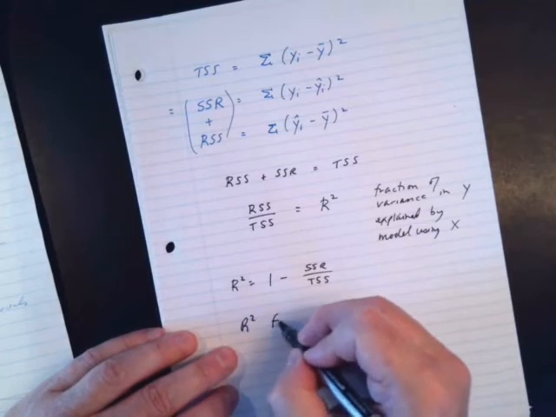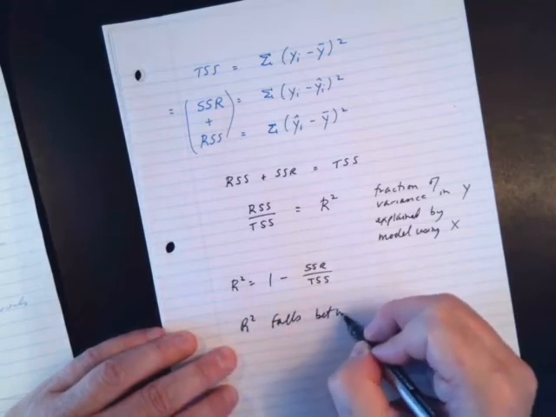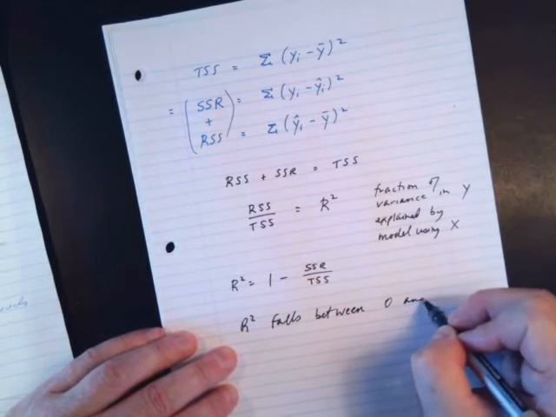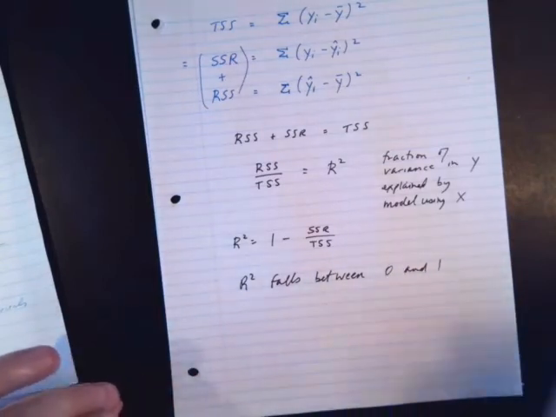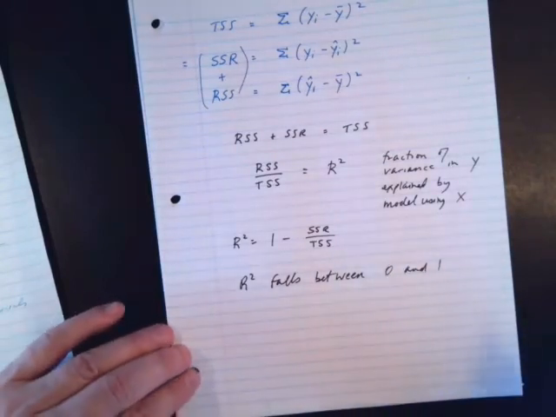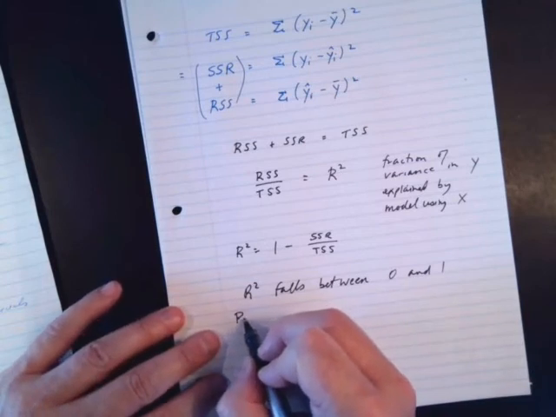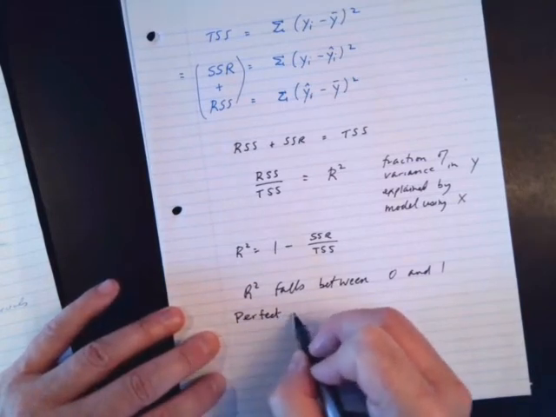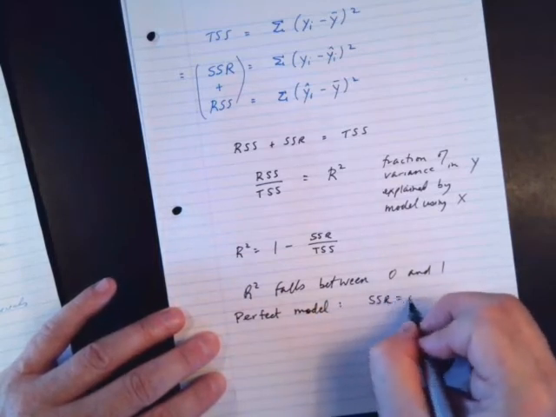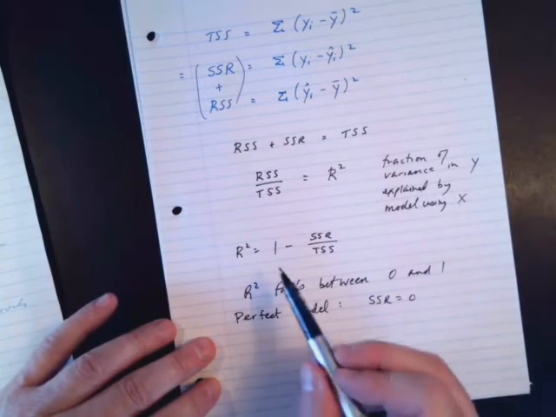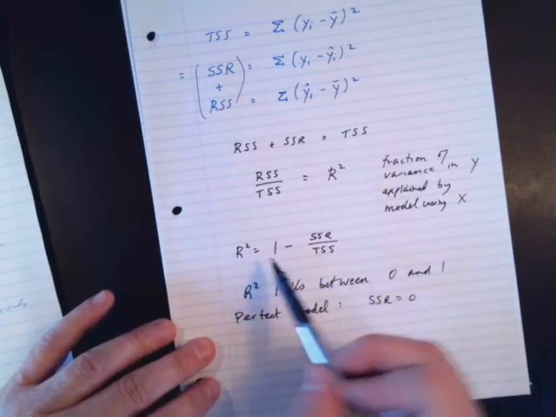So R squared falls between 0 and 1. So why is that? Well, suppose that we have a really amazing model. Suppose we have a regression model that explains everything, which means all the observations lie exactly on the regression line. Well, if we have a perfect model, then the sum of the squared residuals equals 0. So then plug 0 in here and you get R squared equals 1.